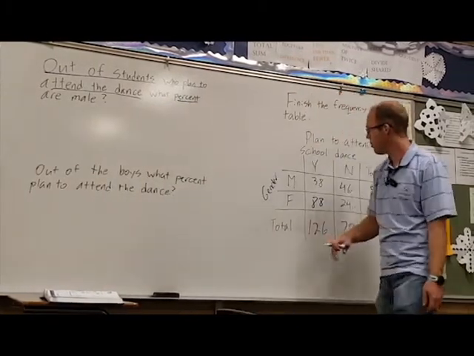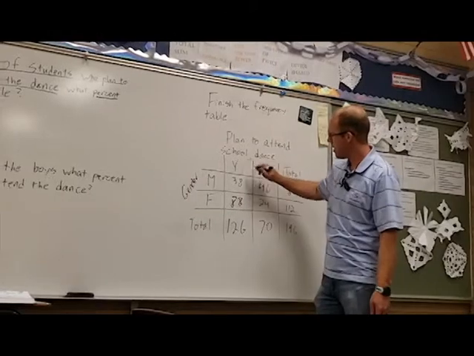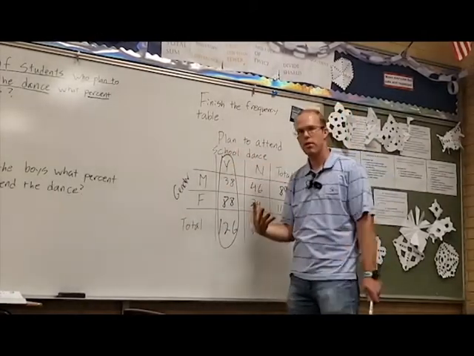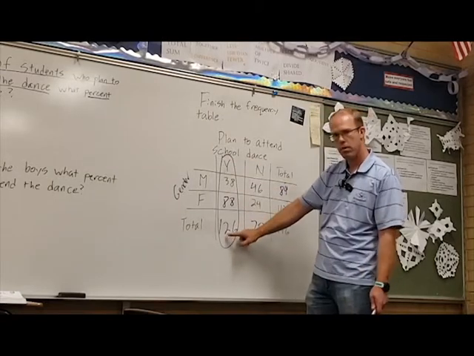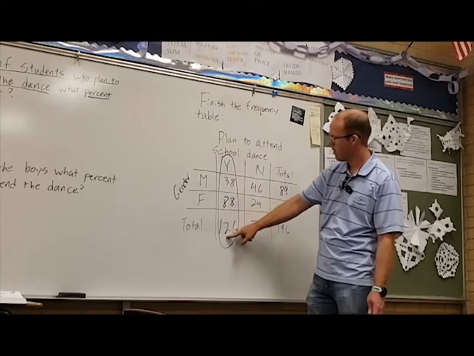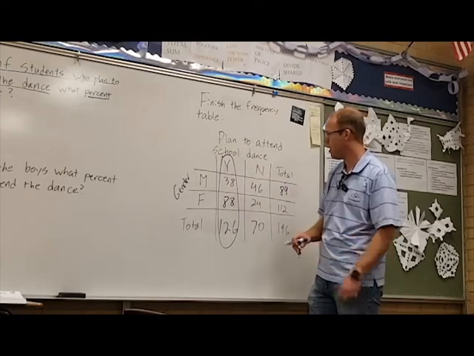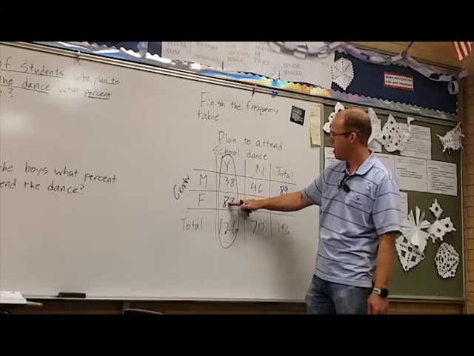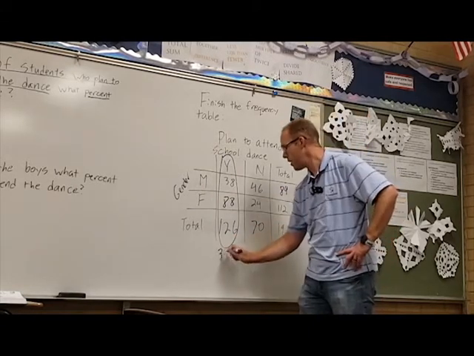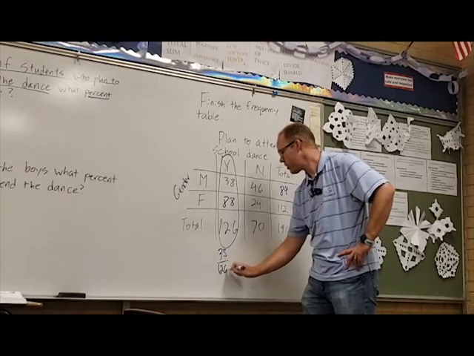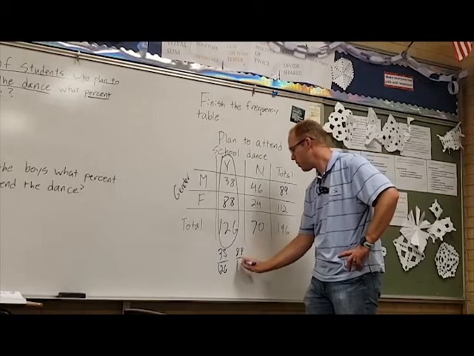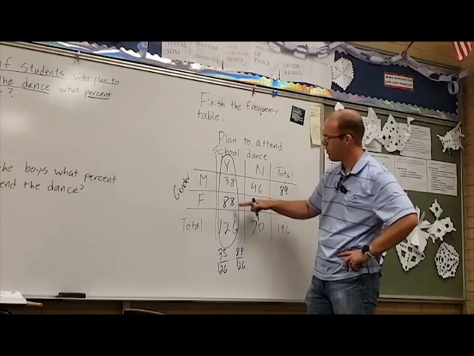So if we look at that table, students who plan to attend the dance is this column right here. So our percent is going to be based on this column total. If we take a look, there are 38 out of the 126 that plan to attend the dance that are male, and 88 out of the 126 that are female. And we can set those up: 38 divided by 126 to get the percentage for this, and 88 divided by 126 to get the percentage for that.